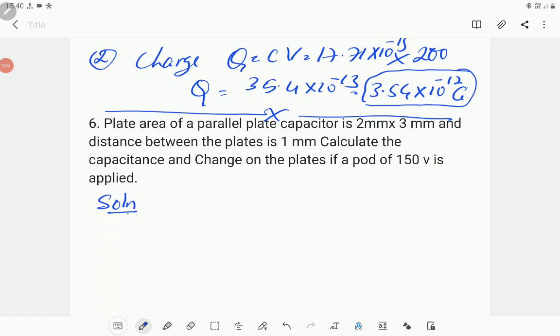Next one, children. The plate area of a parallel plate capacitor is 2 mm by 3 mm and the distance between the plates is 1 mm. Calculate the capacitance and the charge on the plates if a PD of 150 volt is applied. He has given area in terms of length into breadth. That's what I told you, right?